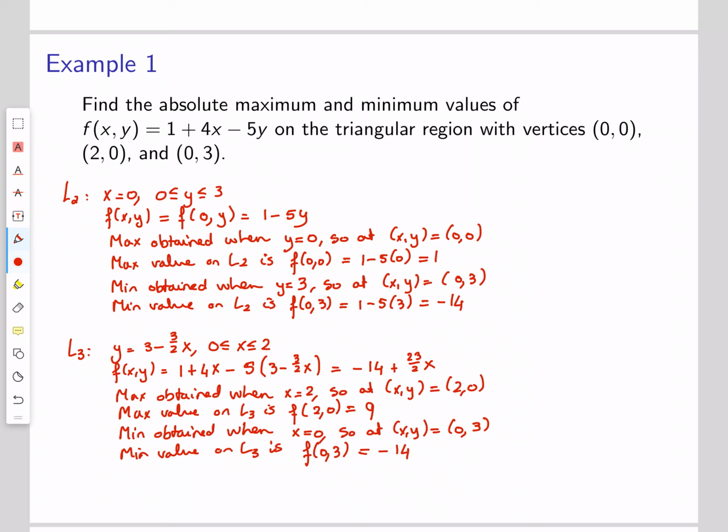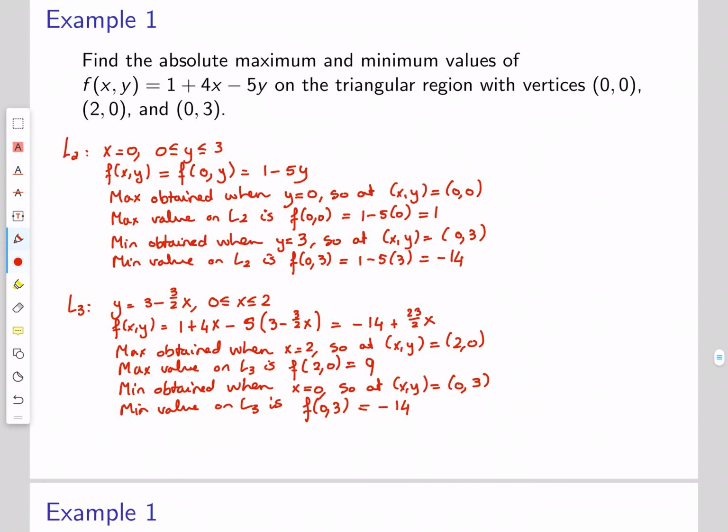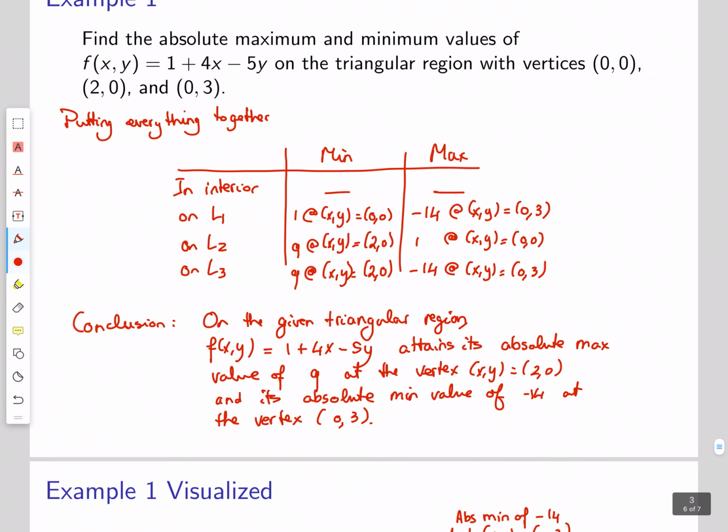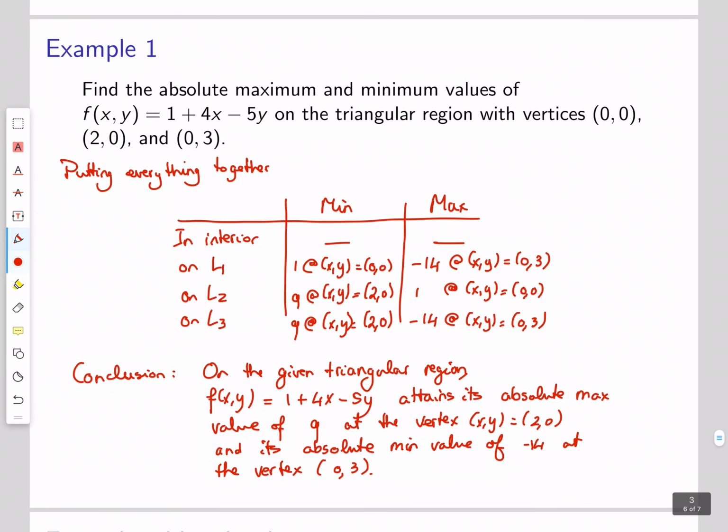All right, so we have done a lot of work, and the next step is for us to summarize all of that work. So I'm putting everything together now on this slide, and I've already pre-written this slide because it just saves a little bit of time. So don't forget, on the interior we had no critical points, so we cannot find a local min or a local max on the interior.